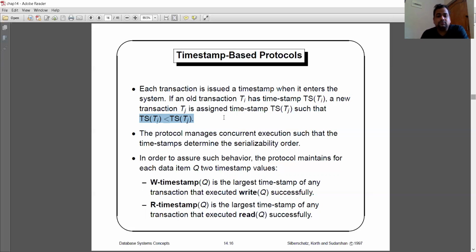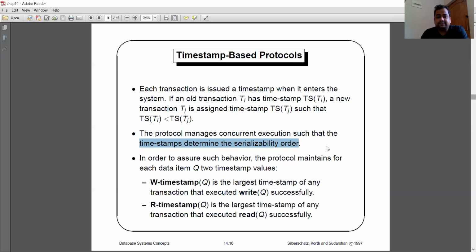The question is, what is the use of this timestamp? By using this timestamp, we can find out the serializability order. The timestamp normally determines the serializability order of those transactions, so we can make a serial schedule by using those timestamps.